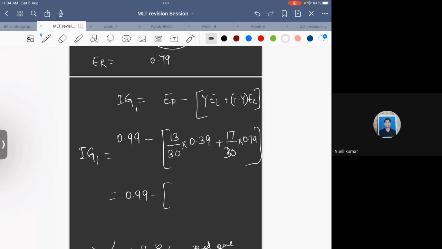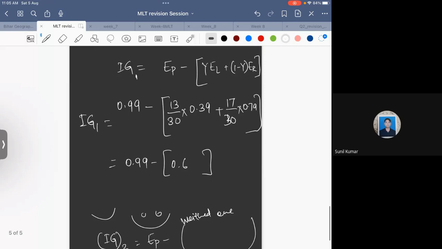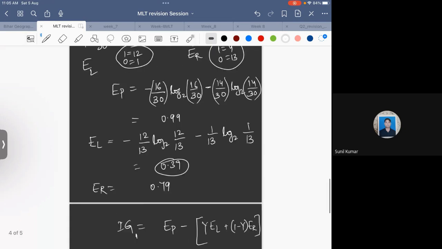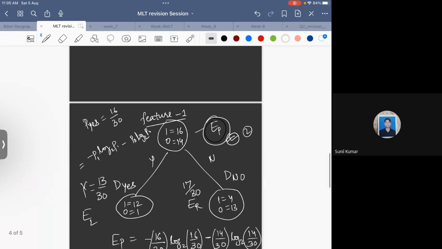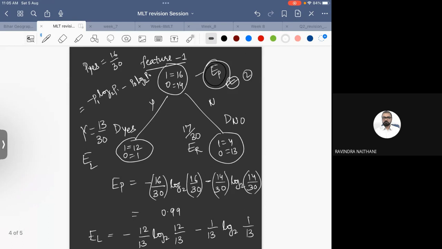0.3, and then okay, I'll just do the calculation with the calculator. We'll get some exact value, like 0.65. So you are getting some 0.39. Okay, so this is the information gain for the first feature, correct? Is this clear to you? Yes, okay.